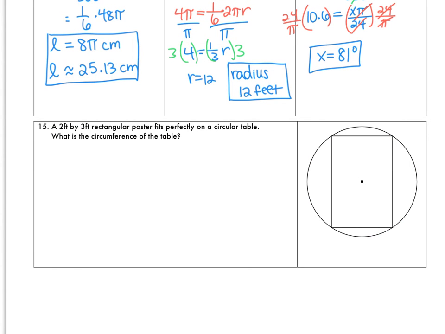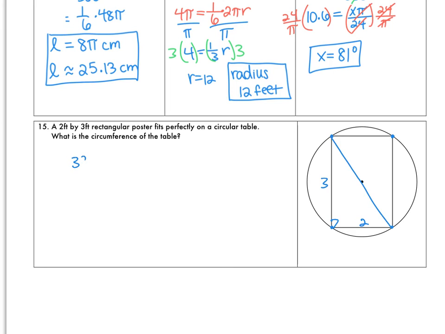Okay, last one. A 2 foot by 3 foot rectangular poster fits perfectly on a circular table. What is the circumference of the table? Okay, so we need some piece of information to help us find circumference. Since each of the vertices of the rectangle lie in the circle, we can easily connect 2 of them through the center to form a diameter, and we can find that out. So it's 2 by 3 foot, so this would be 2 and 3, and we can use the Pythagorean theorem to find the diameter.